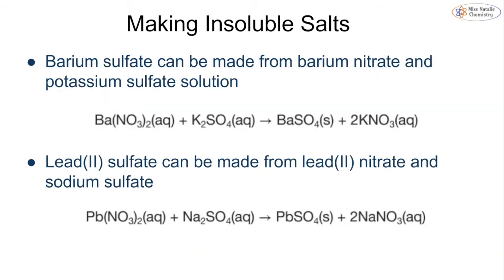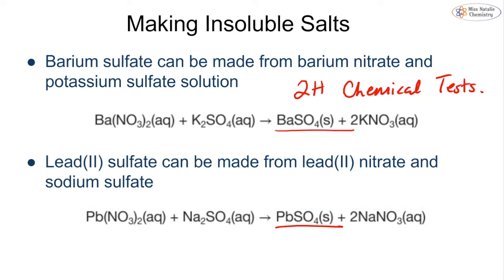Now, barium sulfate can also be made, which is a precipitate, and you actually use this in topic 2H chemical tests. We use this as the test for sulfates, and we can do that using barium nitrate and potassium sulfate, and we can also make lead sulfate from lead nitrate and sodium sulfate. So you can see each time forming a precipitate and an aqueous substance. This is how we form that insoluble salt.